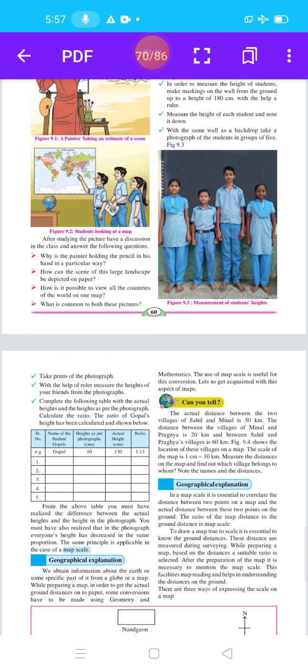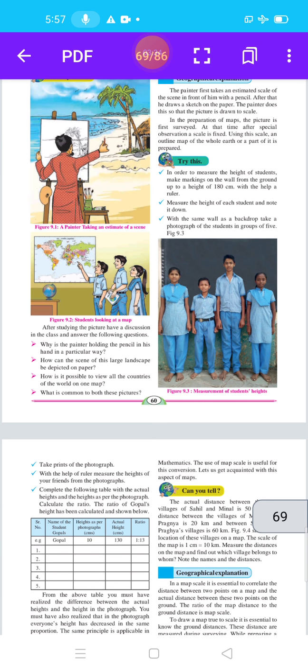Then our last question is, what is common to both these pictures? Guess students, what is common to both these pictures? Picture 9.1 and 9.2. A painter taking an estimate of a scene and students looking at the map. What is the common of both these pictures?